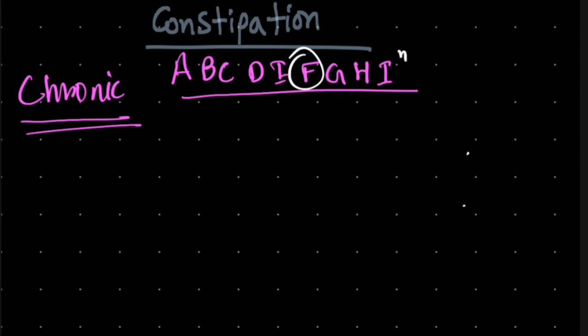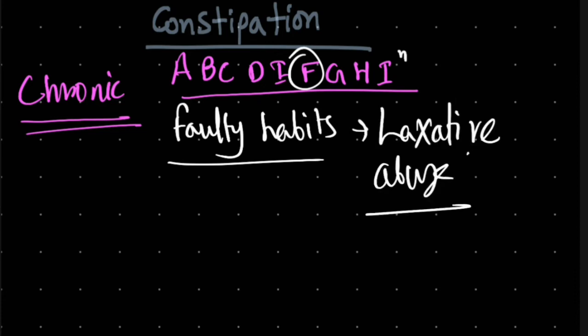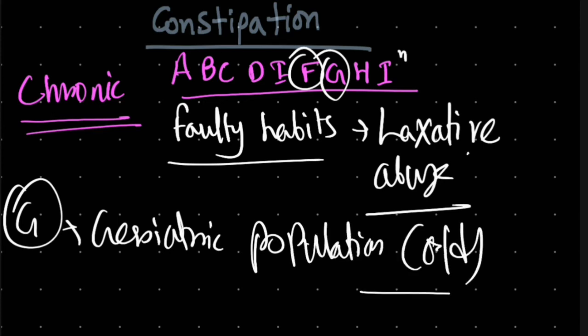Then comes F. F is for faulty habits of the patient. Like some patients use laxatives, rather abuse them. Laxative abuse can cause chronic constipation. Then comes G. G is for geriatric population or old people. Chronic constipation is a very common finding in old individuals.